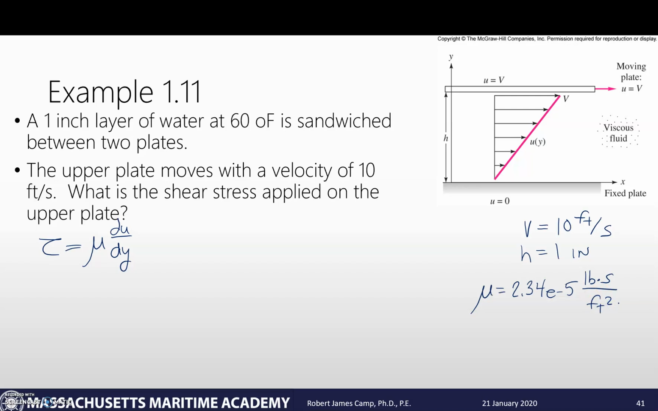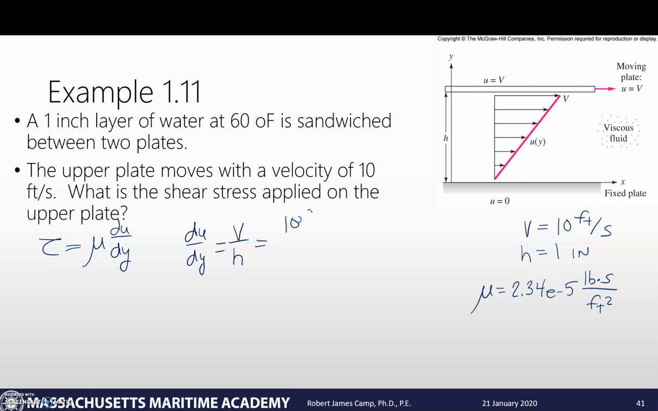And du dy, that is the amount the speed changes with relation to y. It's basically the slope of that line. So the slope of that line, du dy, because the other side does start at 0, is just going to be velocity divided by the gap. And so that's your rise over run.